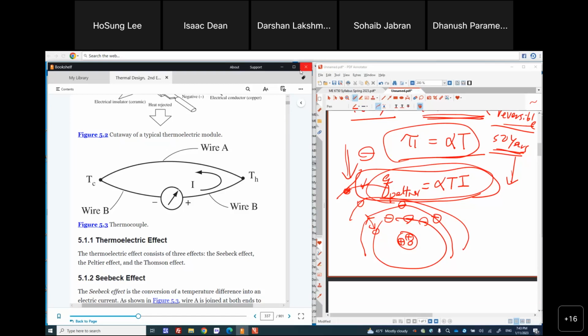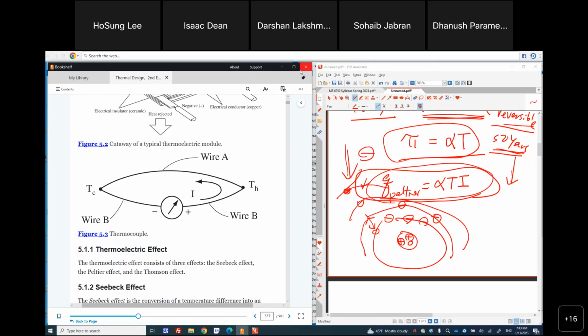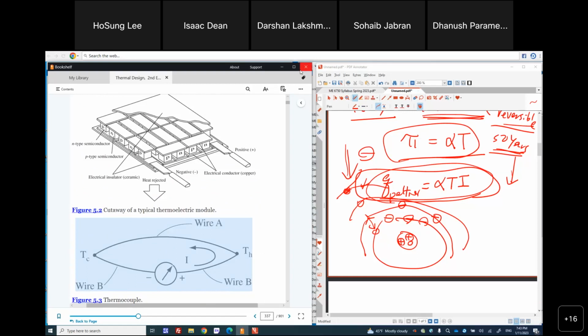Okay? So it's very convenient. We can measure the voltage or the thermoelectric effect. Usually what we do is, instead of A and B, we use N-type and P-type semiconductor. One has electrons, the other has holes moving, so that we can make a circuit nicely. And then we can have as many couples as we want. Then we create the thermoelectric.